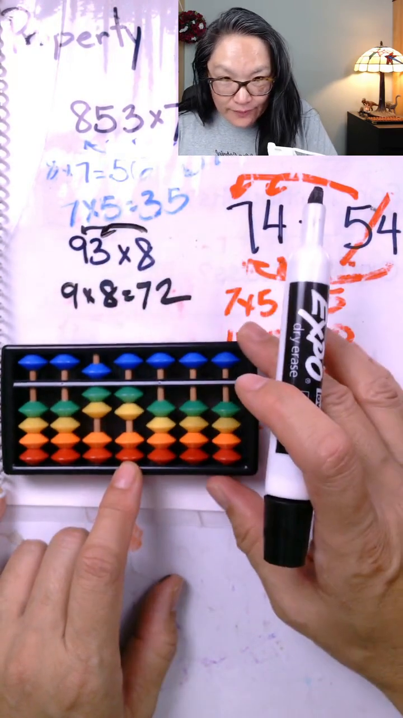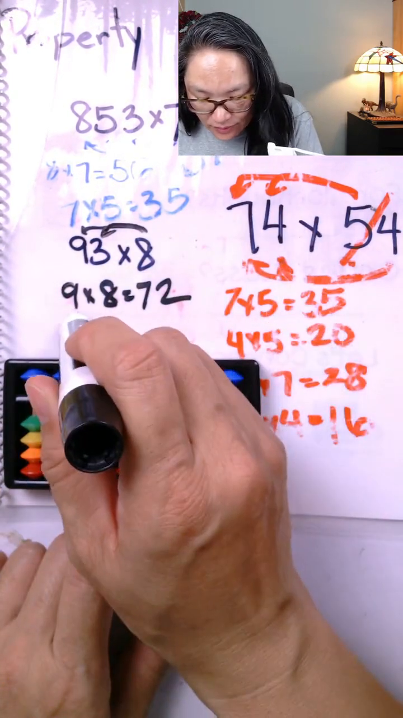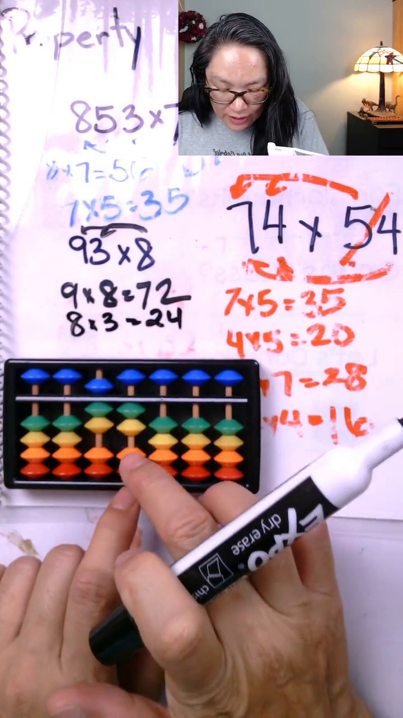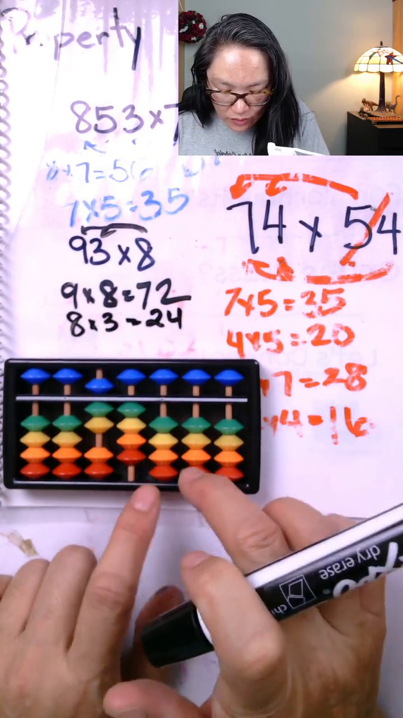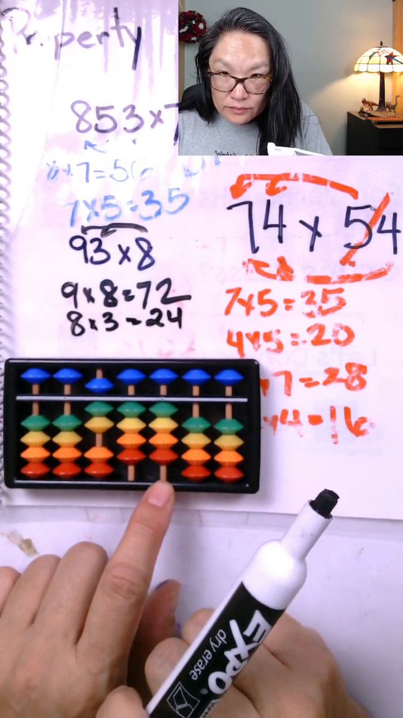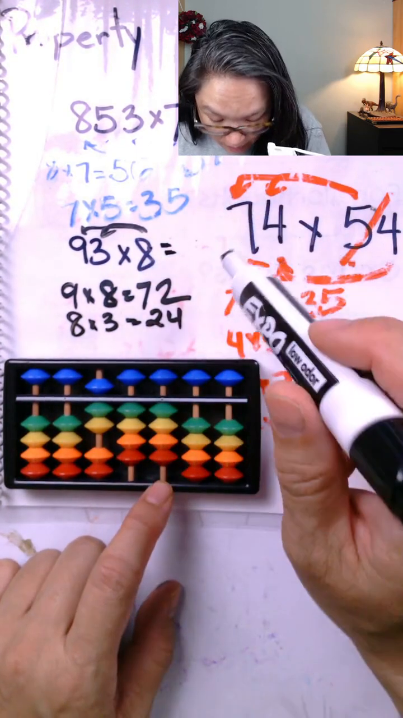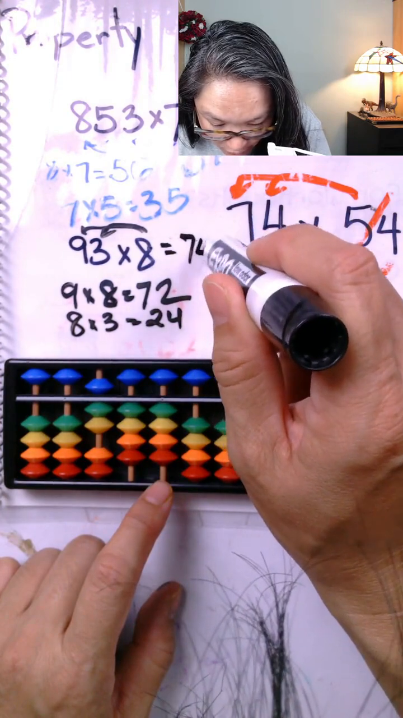Now we do 8 times 3. 8 times 3 is equal to 24. Can I do it? Yes. Add the 2, add the 4. So my final answer is 744.